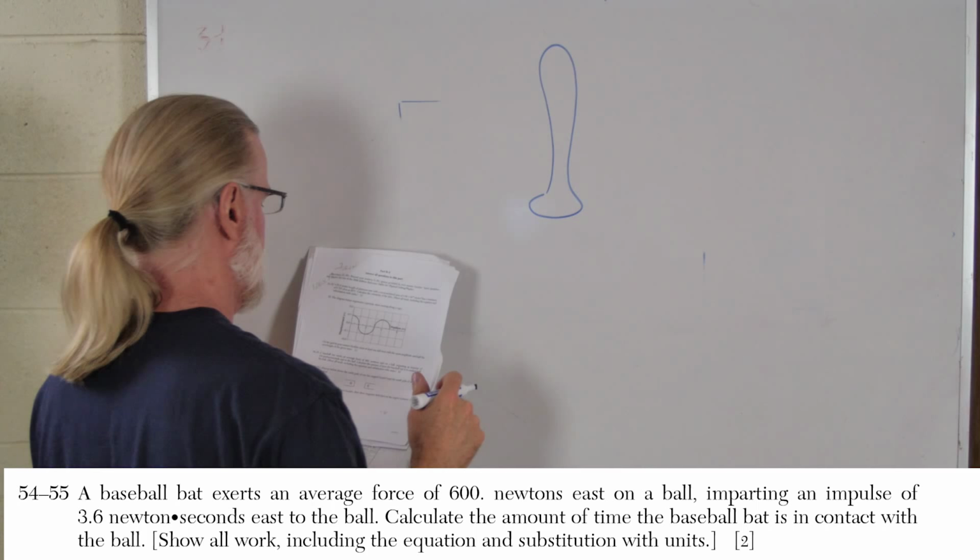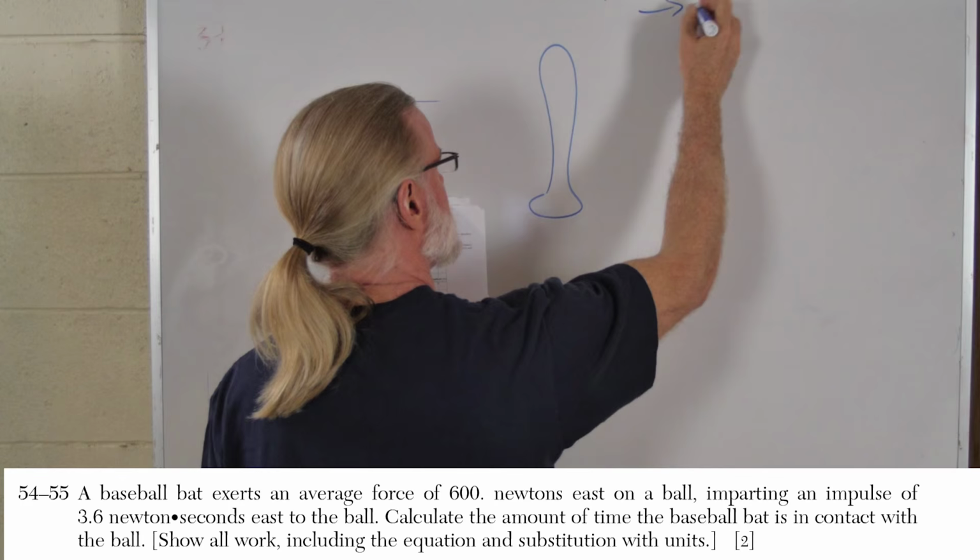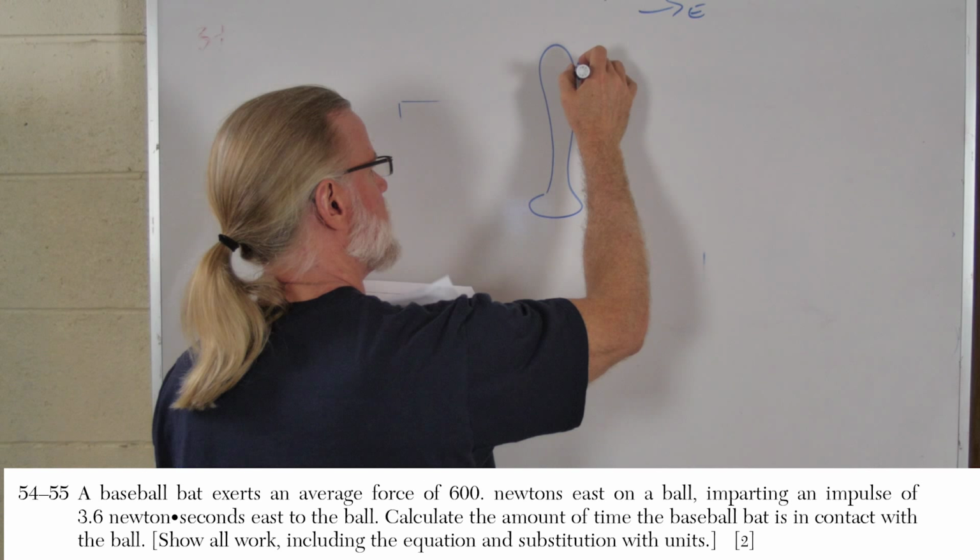A baseball bat exerts a force of east on a ball. So I'm going to say this way's east. It's going to exert a force like that, this way, on the ball.